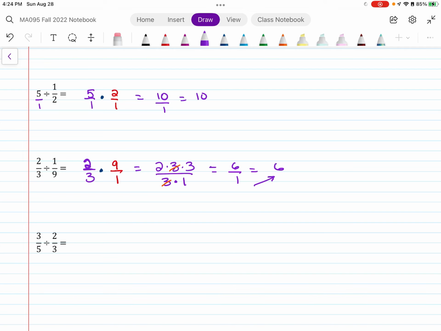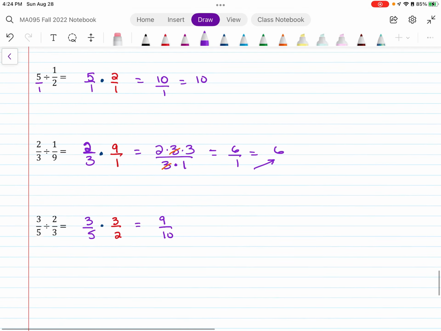Okay, next one. Keep the first one, 3/5. Change to multiplication, and flip the second one, 3/2. So be careful. A lot of people will see these 3s and go, oh, they cancel out. Well, you can't do that. It's not multiplication, it's division. And once you flip it, you can see that it does not cancel out. It becomes 9/10.